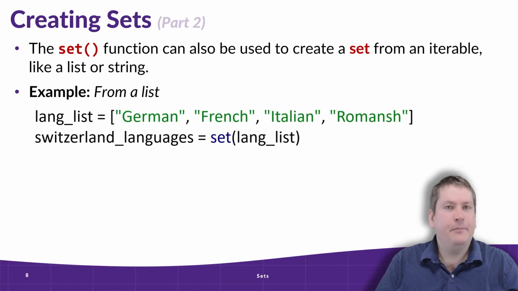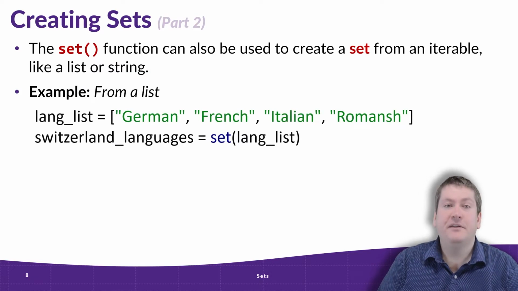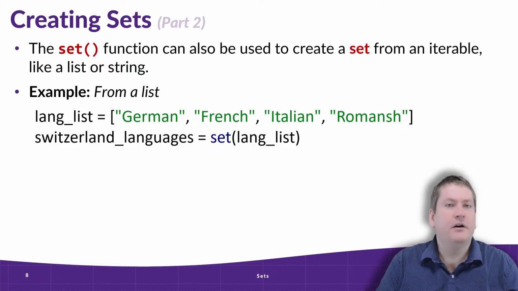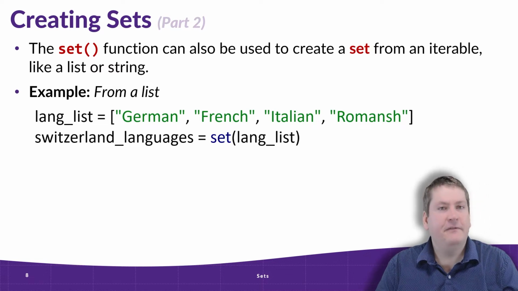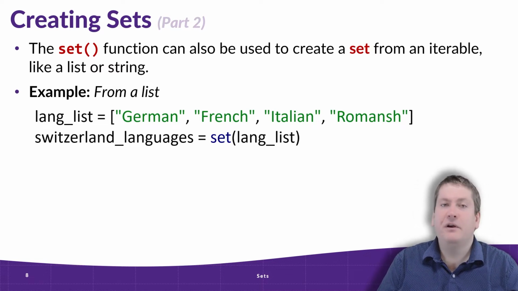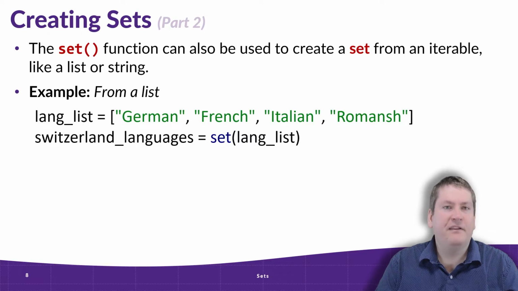Let's take a look at an example where we're converting a list into a set. So we have a list here called langlist, and it contains the names of a few languages, including German, French, Italian, and Romansh. All of these are string values, and on the next line, we're using the set function to convert that list into a set, and then we're going to store a reference to that set in Switzerland languages.